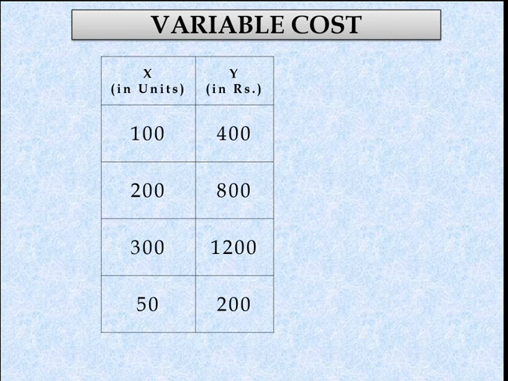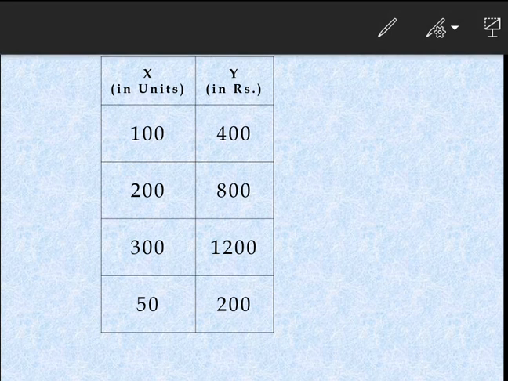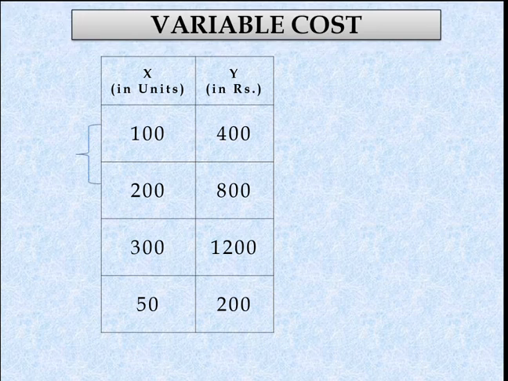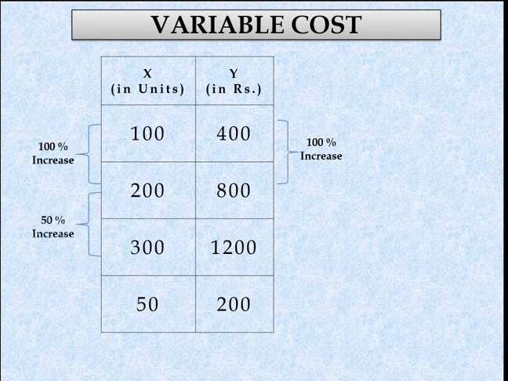Now if we analyze the pattern of production, when the production increases from 100 units to 200 units, the percentage increase in production is exactly 100%. If we analyze the same in terms of total cost, when the cost increases from 400 to 800, the percentage increase in total cost is again exactly 100%. When we jump to the next level of production, from 200 to 300 units, the production increases by 50%. Similarly, the same thing happens when the total cost increases from 800 to 1200. The percentage increase is 50%.